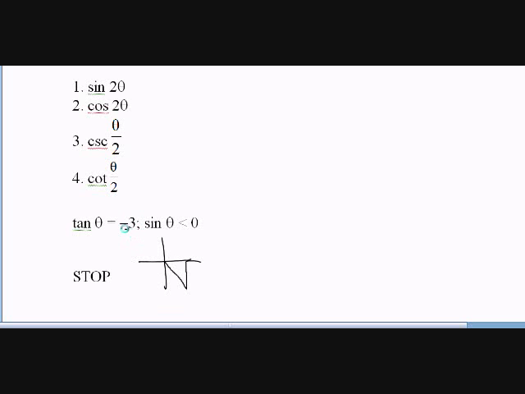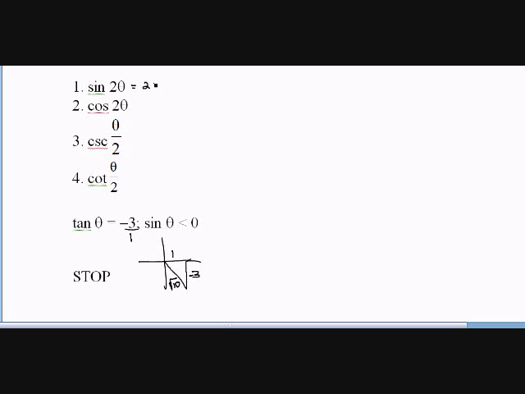So my opposite, this is opposite over adjacent. So that's 3 and 1. Since my y direction is negative, I put the negative there. I then use the Pythagorean identity, so that's 9 plus 1, which is the square root of 10.